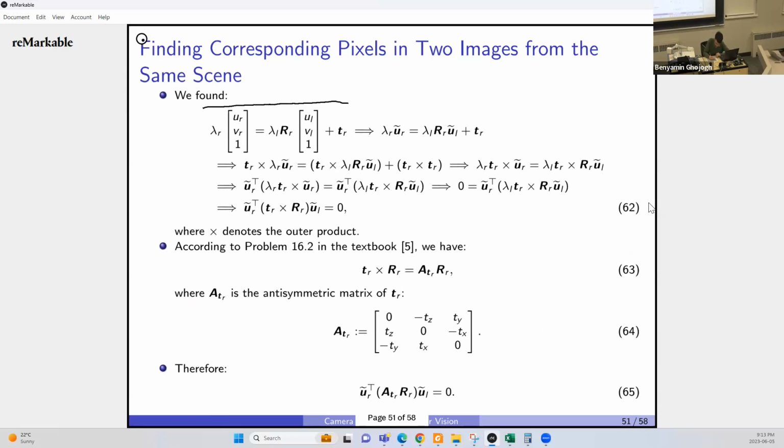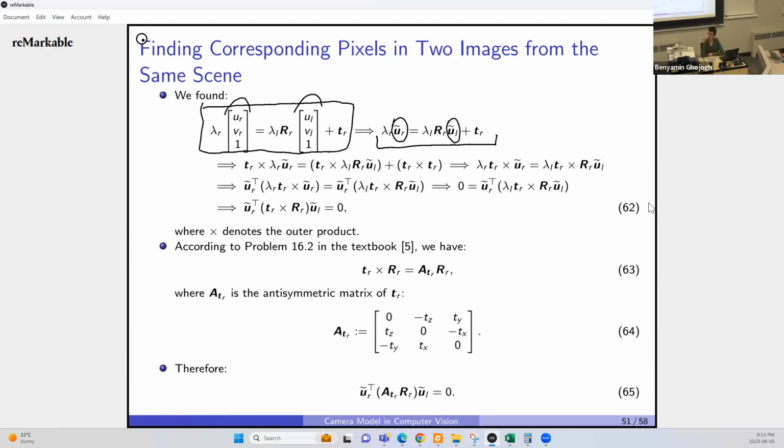Okay, this is what we found in the previous slide. I'm repeating it here. Now I can write this as UR tilde, right? This is homogeneous coordinate. I can write this as UL tilde. So I'm renaming it.